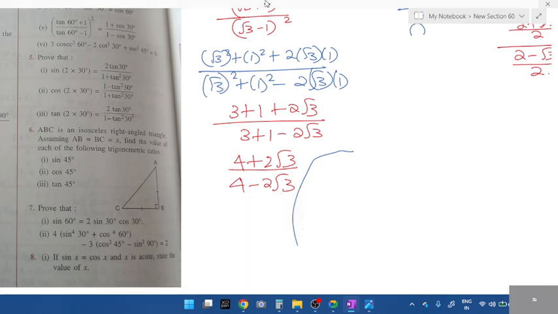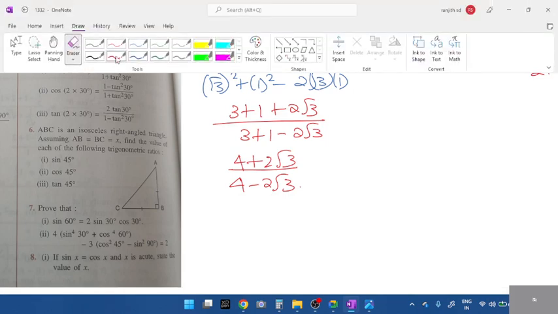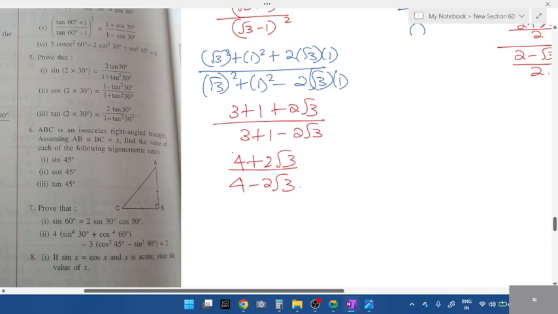Now, what is the common factor for 4 and 2 root 3, students? Ignore root 3. Ignore root 3. Just tell me the common factor for 4 and 2. 2. Then, how do you find the remainder? Divide. What do you get? 2 plus, divide 2 with the other one. You get root 3. Now tell me denominator. What is common?